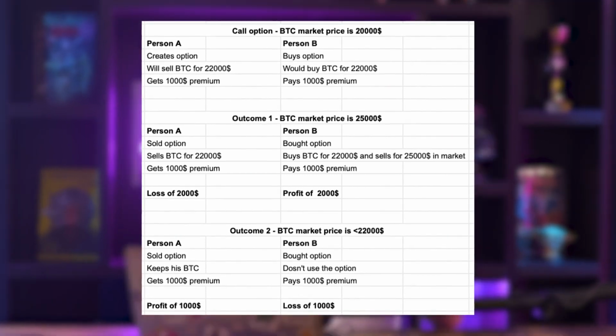And this is how options allow speculating on the potential asset price while also spending less money on the trade, because the option buyer pays only the premium rather than buying the whole underlying asset by itself. In our case, the buyer, person B, has spent only $1,000 on the premium rather than spending $20,000 for buying Bitcoin as a whole asset.